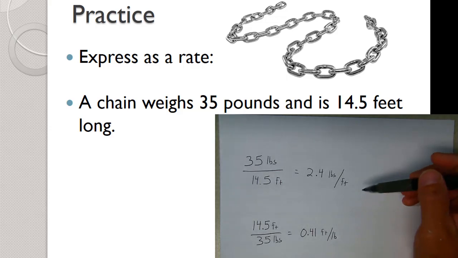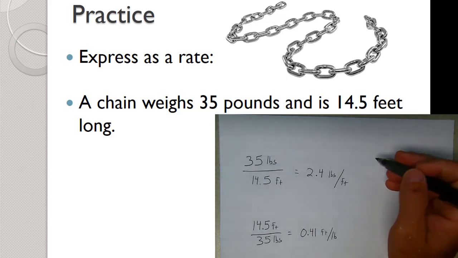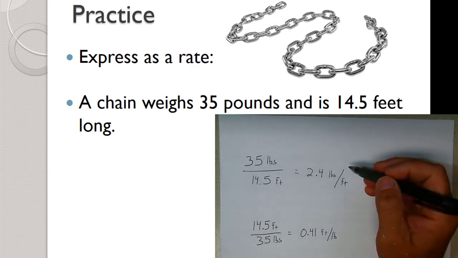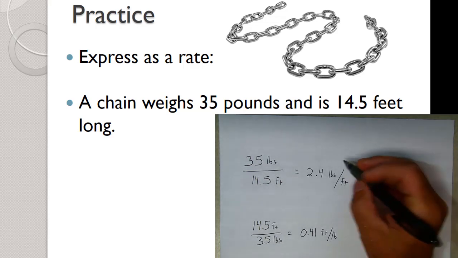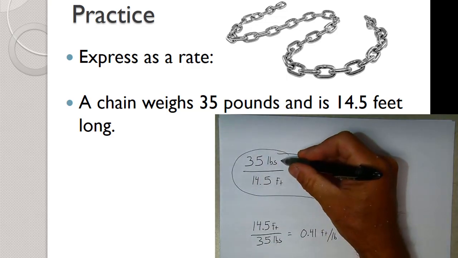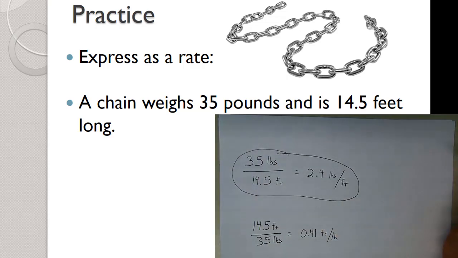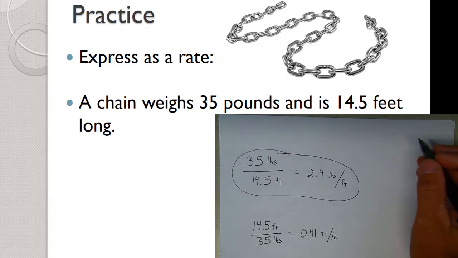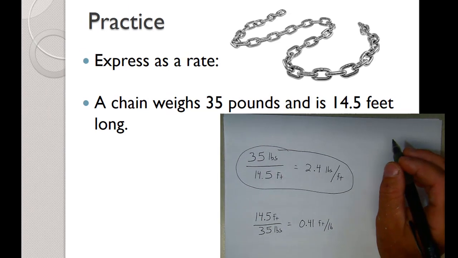So which one is right? Well, they're both right, but if the chain weighs 35 pounds and is 14.5 feet long, we would usually assume that the first piece of information is the one that goes on top, and that's divided by the second piece of information, and that's typically how we'll work with unit rates.